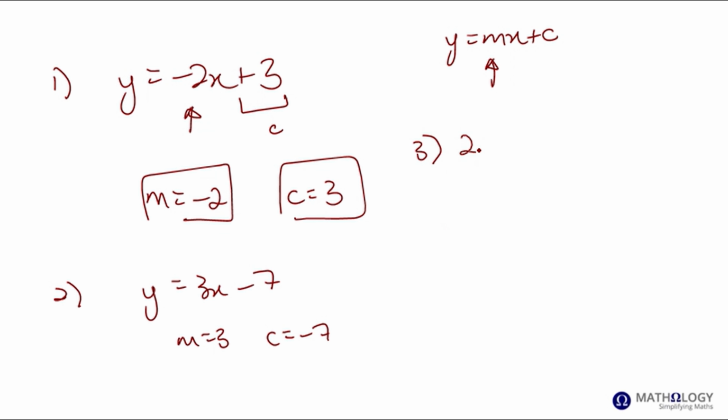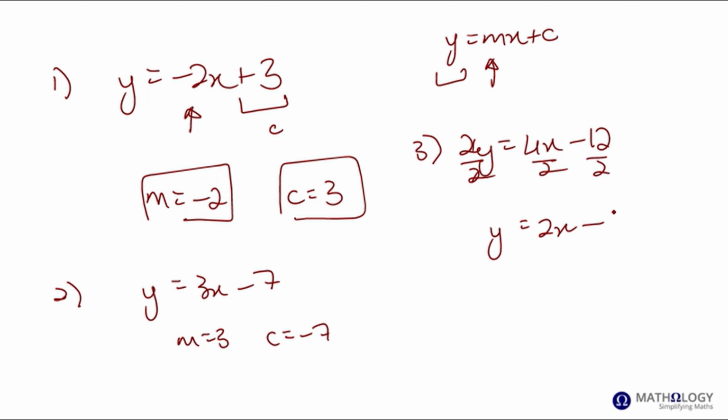If we have 2y equals 4x minus 12, this is not standard form, because standard form is y equals mx plus c. This is 1y, this is 2y. So what we're going to do is divide every term by the coefficient of y, such that we get just y on its own. 4x divided by 2 is 2x, and minus 12 divided by 2 is minus 6. This is now in standard form, and now we can write down what the gradient is. The gradient is 2, and the y-intercept is minus 6.